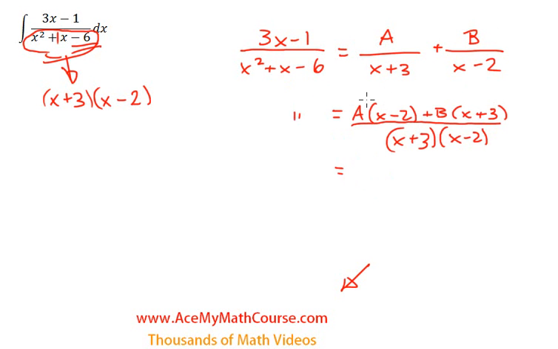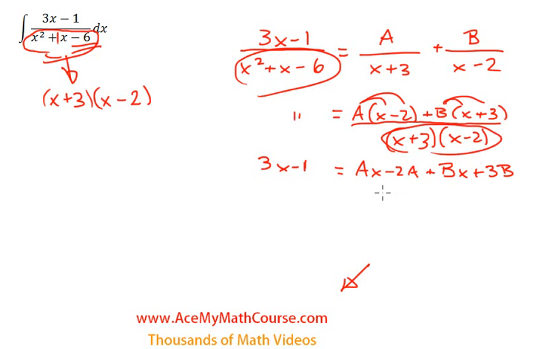Now I will expand this, so I get ax minus 2a, and distribute the b, so I get bx plus 3b, all over the same thing here. And up top we got 3x minus 1. I'll ignore the bottoms right now because obviously they're the same, right? And I know that the left-hand side and the right-hand side must equal the same thing for this to be true. So it follows that if I combine the x's here, ax plus bx, I get 3x.